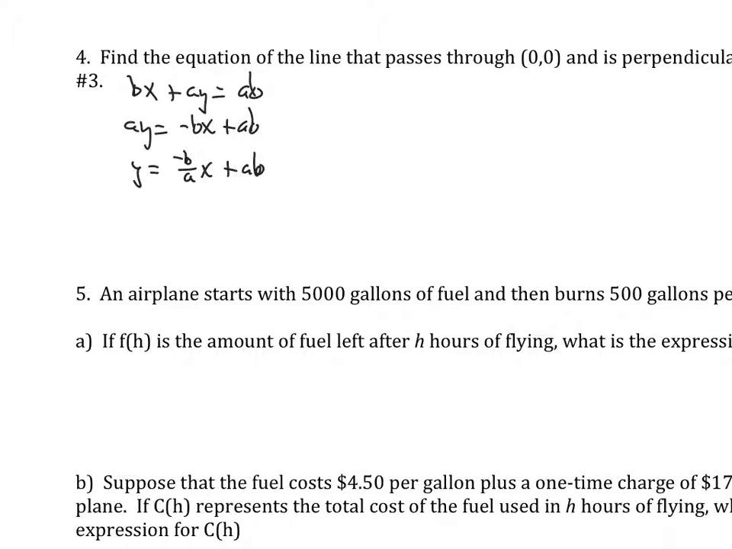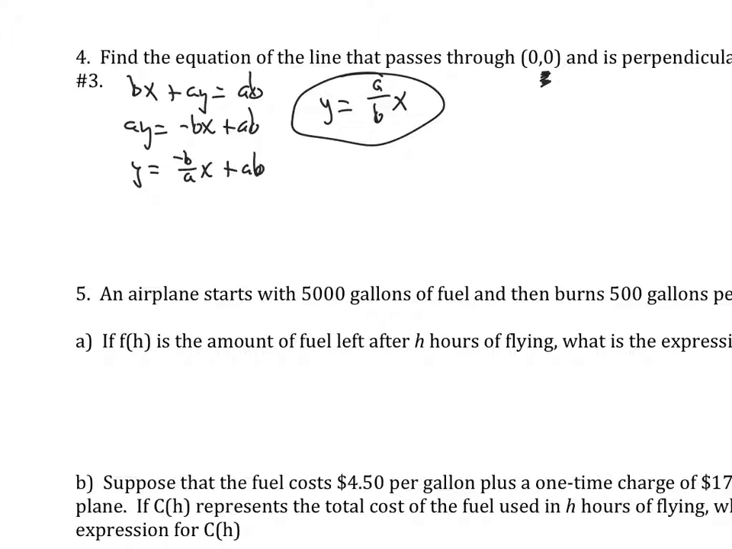And so the line that's perpendicular to this is going to have a slope of a over b, the negative reciprocal of negative b over a. And so now we're going to have y is equal to a over b x plus the y-intercept of our line, but we already know that's equal to 0 because it passes through the origin. So this is our line, y equals a over b x.